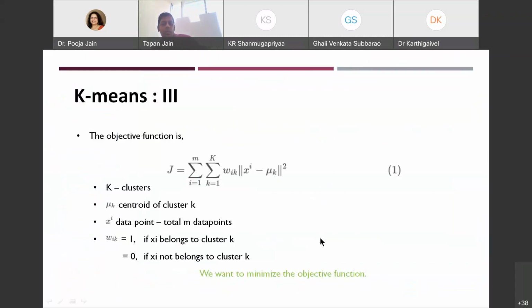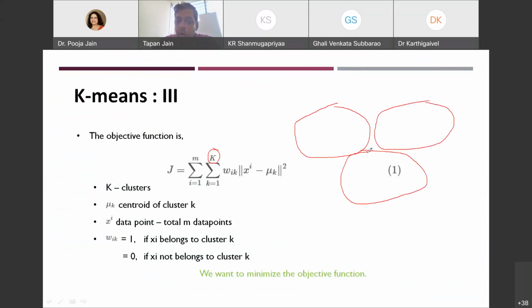So our aim is to minimize this function. I'll tell you with the help of one example. Here K is the number of clusters. So let's say this is 1, this is 2, this is 3.